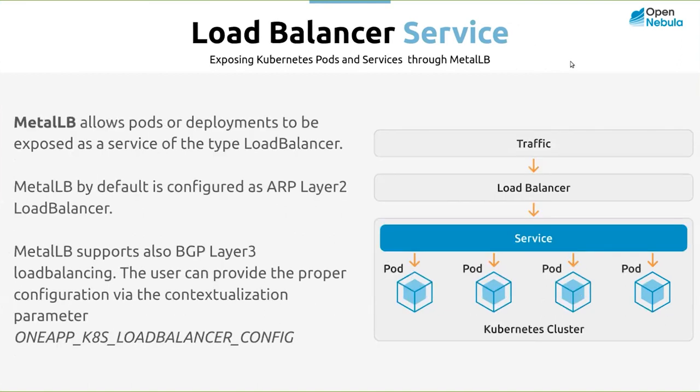Next slide, please. We also support and install MetalLB. There are 2 ways you can use it. One is the ARP layer 2 load balancer, and the second one is BGP layer 3. By default, we deploy the first one, so you can use it locally in your on-prem infrastructure. It's actually unconfigured.